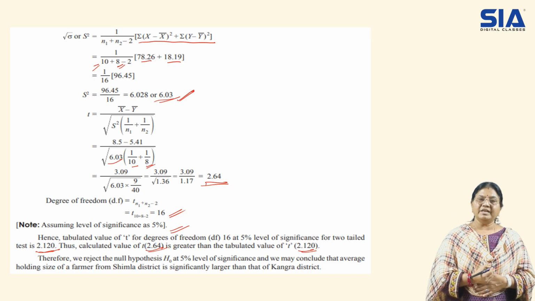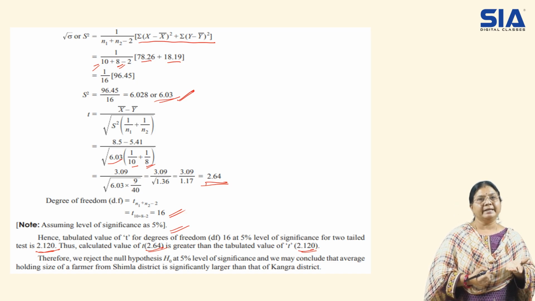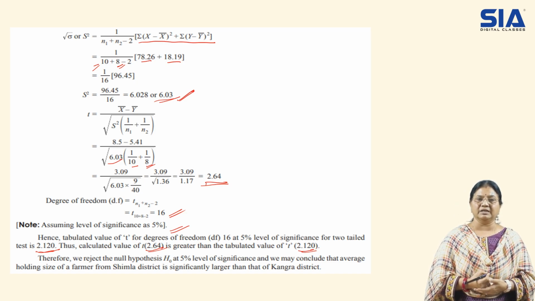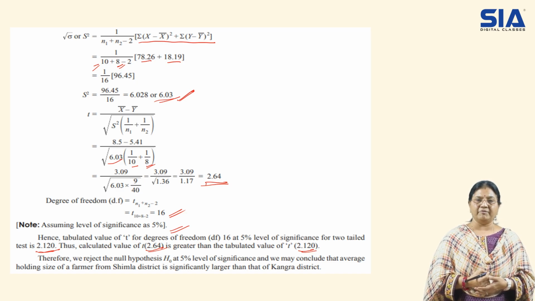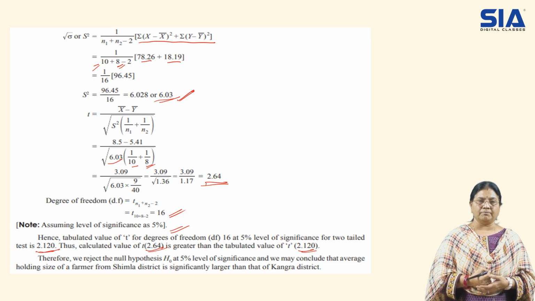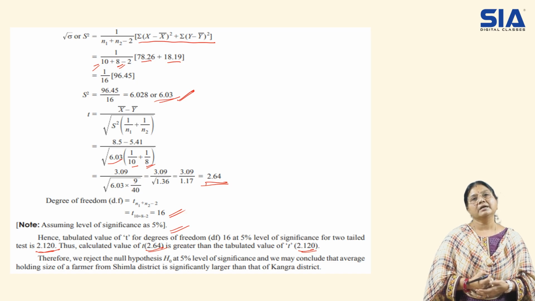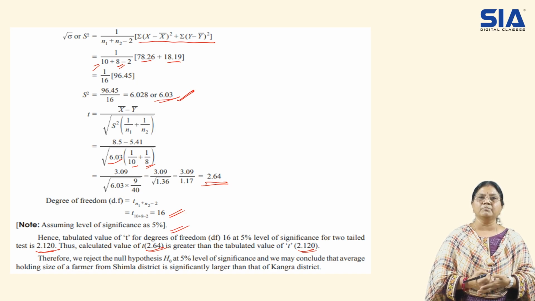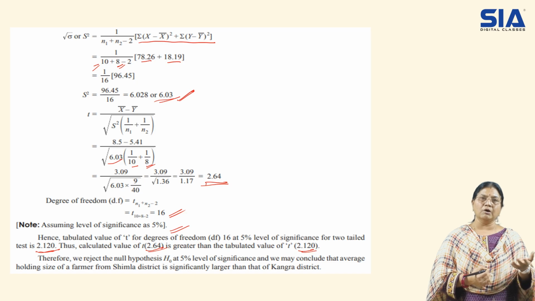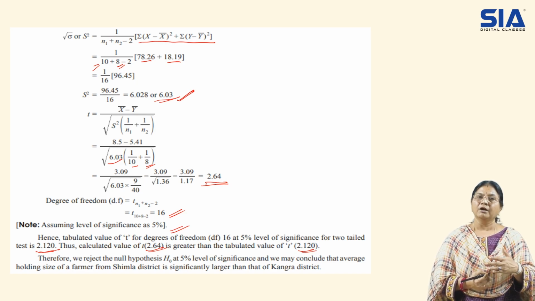Therefore, because it is more than the table value, we reject the null hypothesis, H naught, at 5% level of significance, and we may conclude that the average holding size of the farmer from Shimla district is significantly larger than that of Kangra district. There is a lot of variance between the two, hence we are rejecting the null hypothesis. This is how the t-test is calculated for two means.